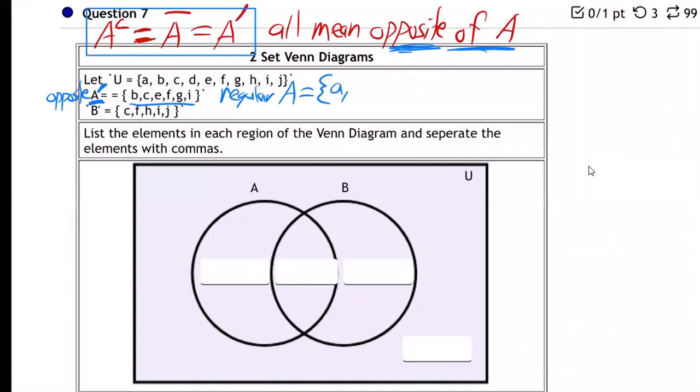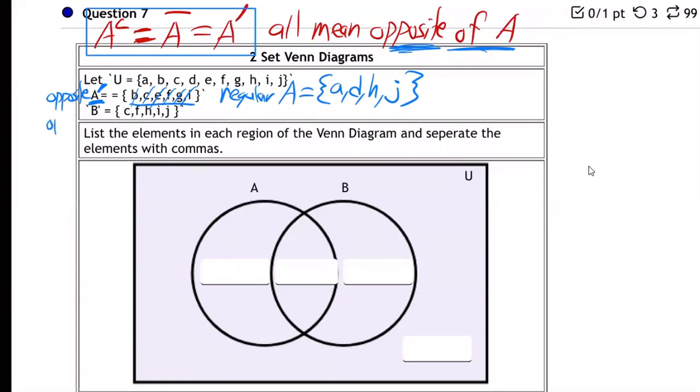So if this right here is the opposite of A, then what's regular A? Well, little a, whatever's not in there, right? B, C, little d, E, F, G, H, I, and the universe stops at J. That's where the universe stops. So that must be regular A. Do you see how we found that? So when they give you the opposite of A with that little single quote mark, then you just find regular A.